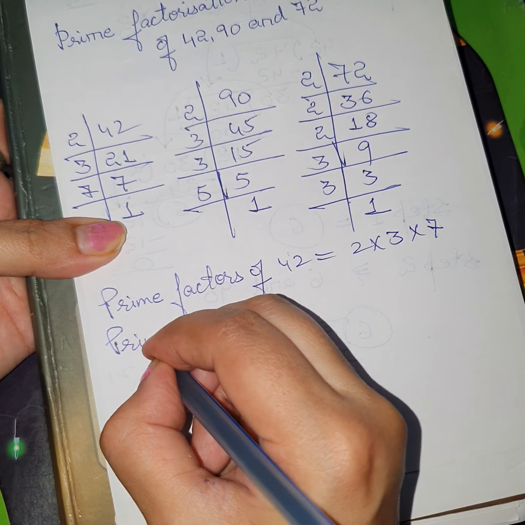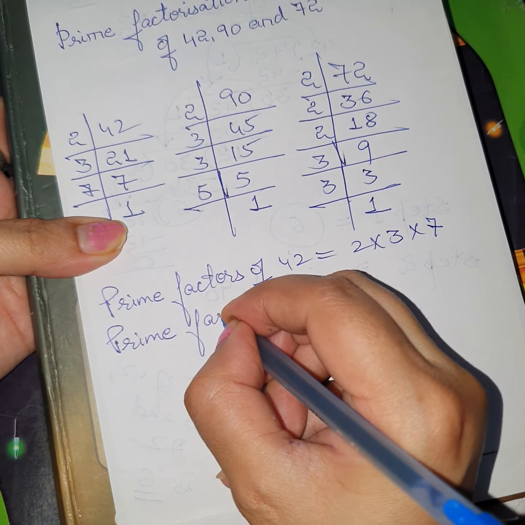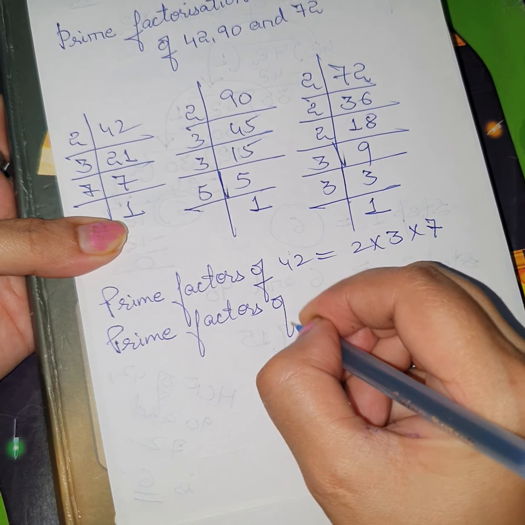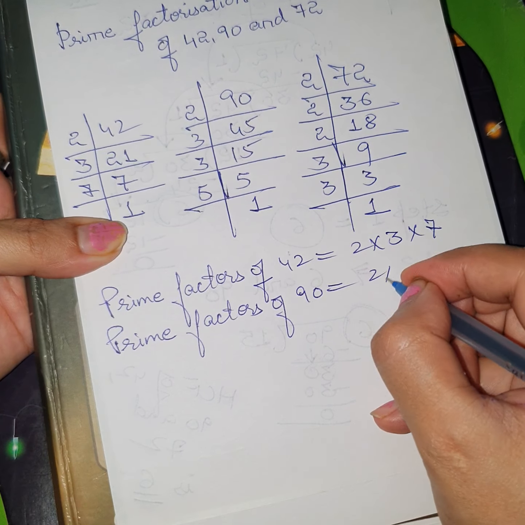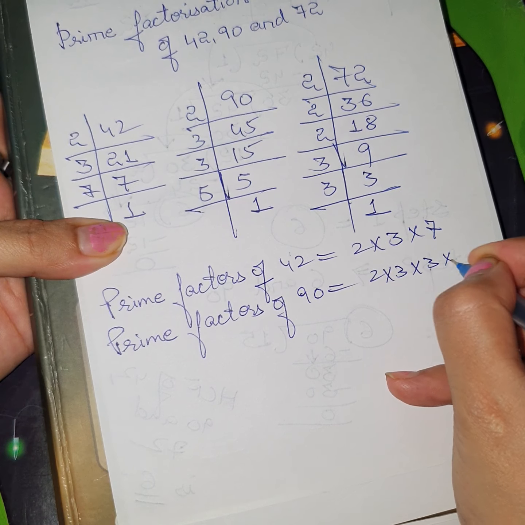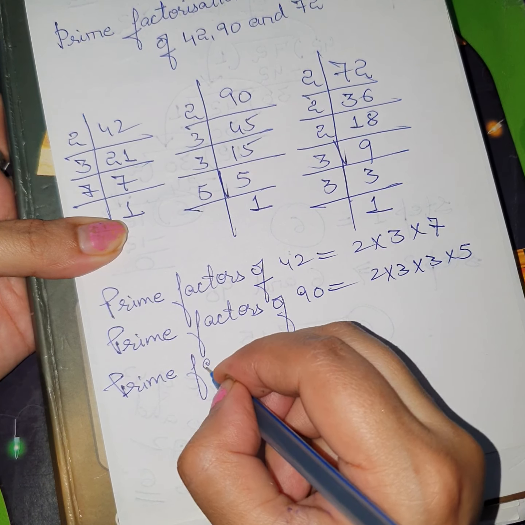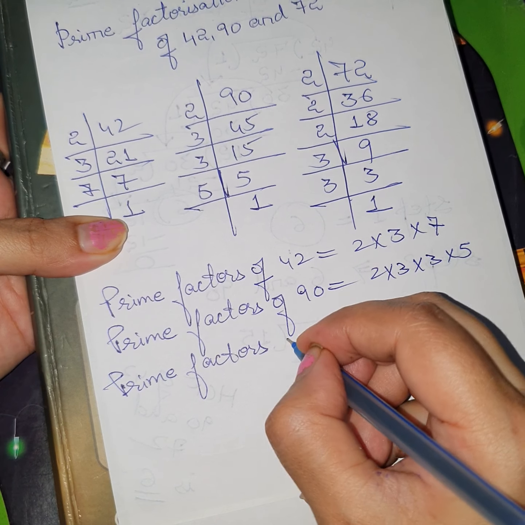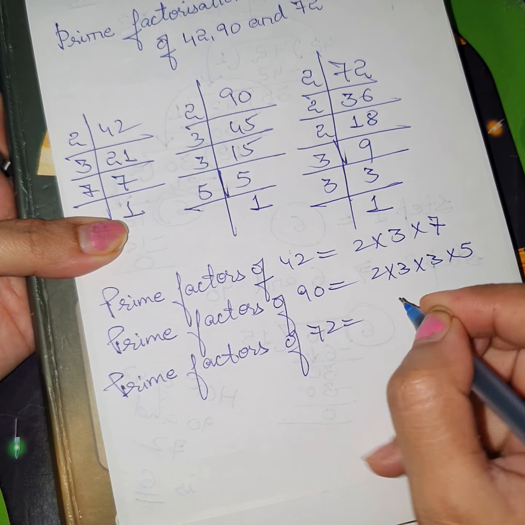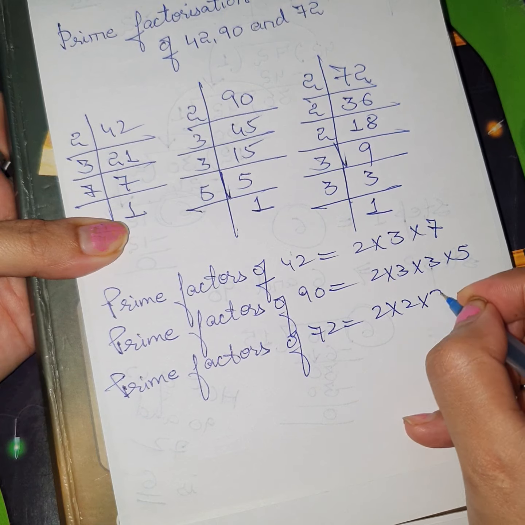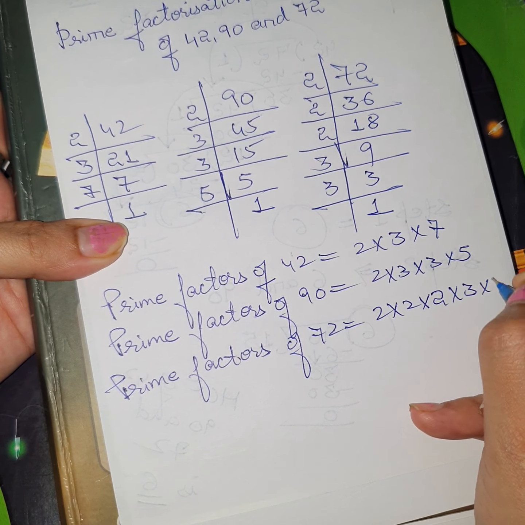Then the prime factors of 90. It will be 2 into 3 into 3 into 5. And then the prime factors of 72. So it will be 2 into 2 into 2 into 3 into 3.